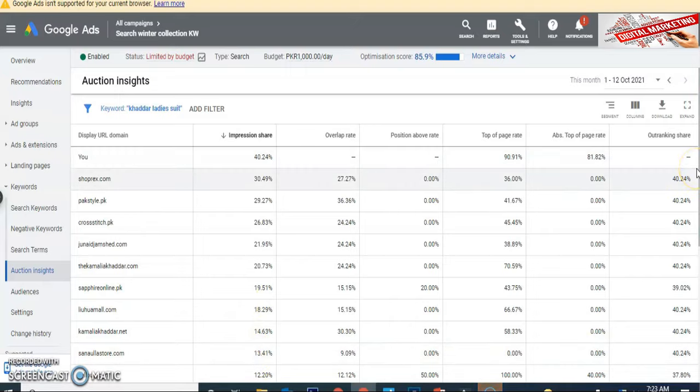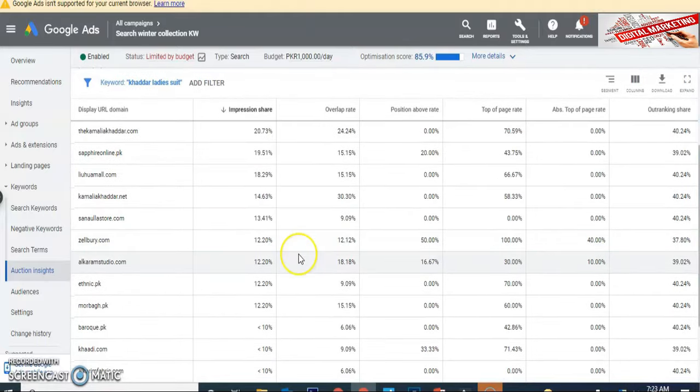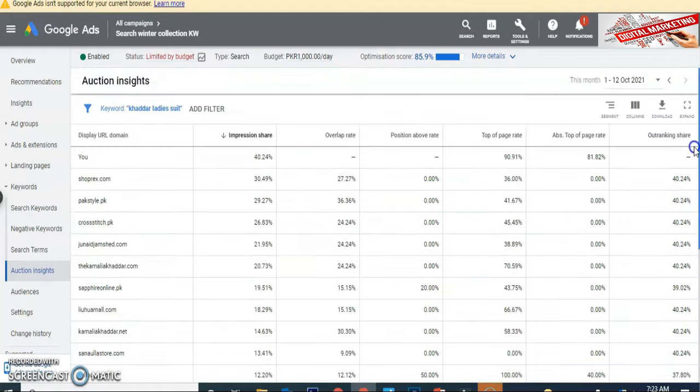You can show this report to your management. This will determine how well you have drafted your campaign. Ethnic is 12%, Morbag is 12%, Khadi is less than 10%. So this determines how you are performing as compared to your competitors. Your impression share is the highest of all your competitors who are also running their ads for the Khaddar lady suit keyword.